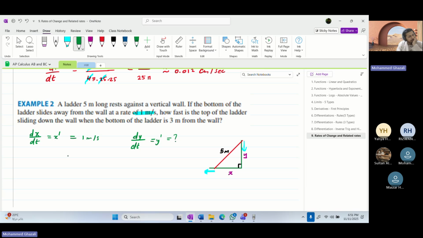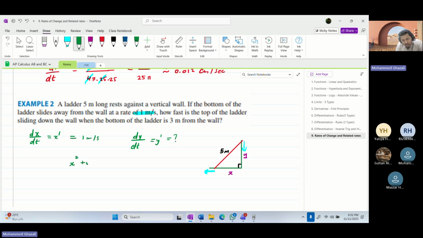Okay, so we need to write an equation that models this scenario. Before, the equation that modeled the spherical balloon was 4/3 pi r cubed. We were talking about volume. Now we are dealing with a triangle. What is the equation that models a triangle? Pythagoras. x squared plus y squared equals 25. So start off with that equation.